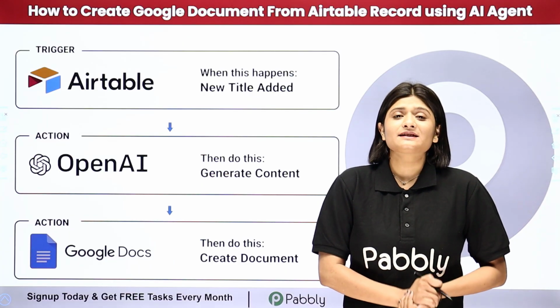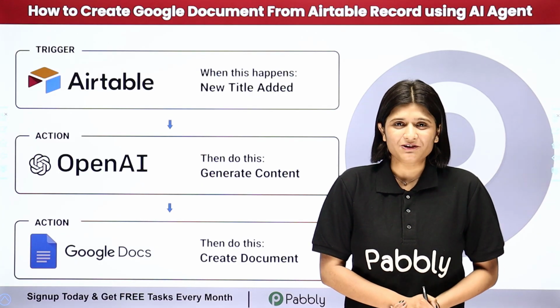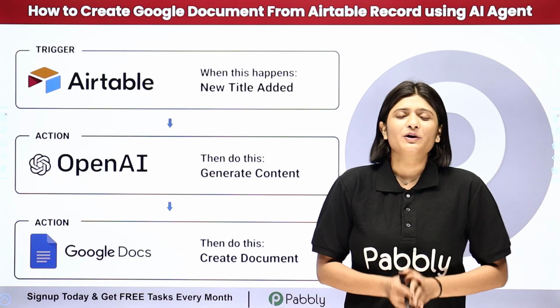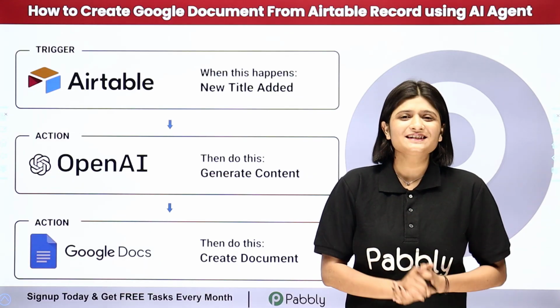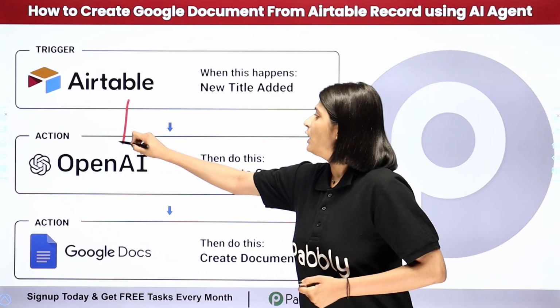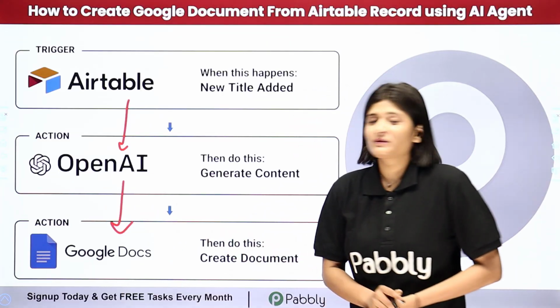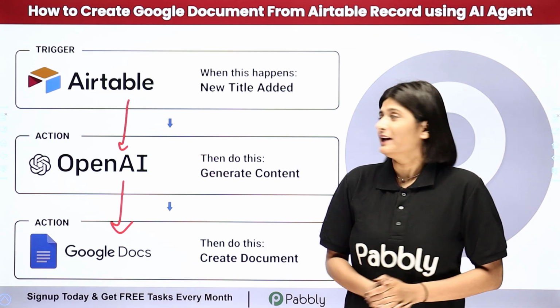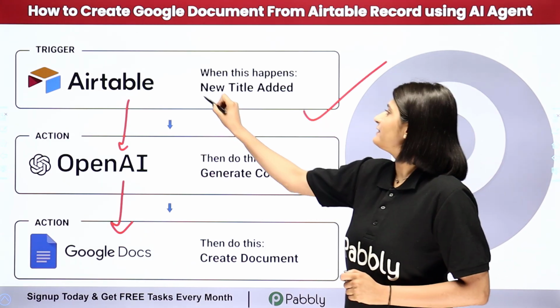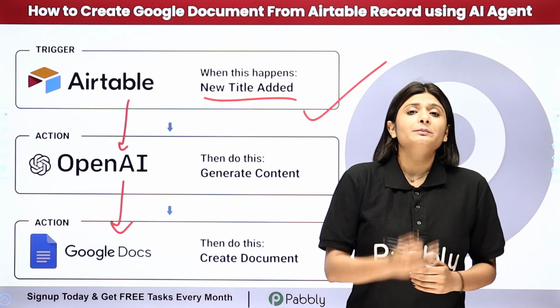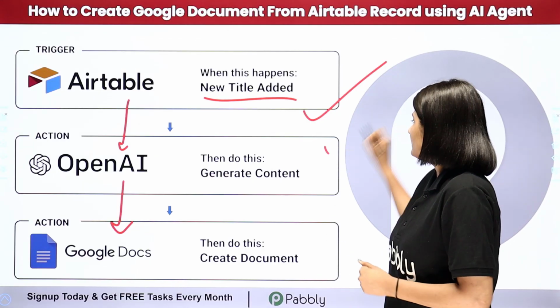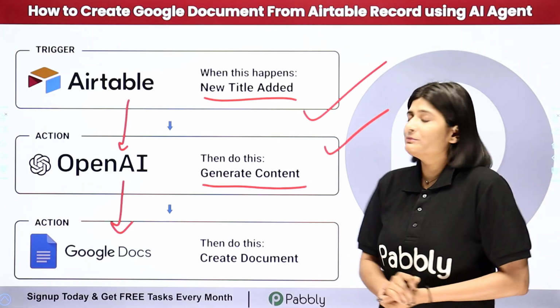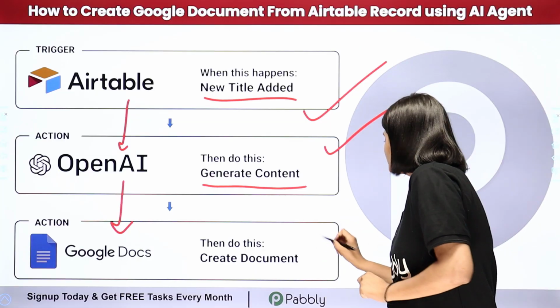So Pabbly Connect is an amazing automation and integration software which requires no coding or programming skills. Here I just need to build connection between Airtable, OpenAI and Google Docs. With the help of Pabbly Connect, I am going to build this connection in such a way that whenever I am going to add a new title in my Airtable, a content will be automatically generated with the help of OpenAI, and then this will be created automatically as a Google Doc.